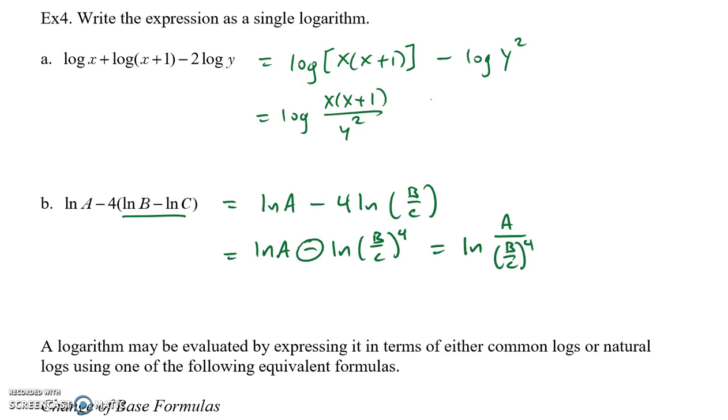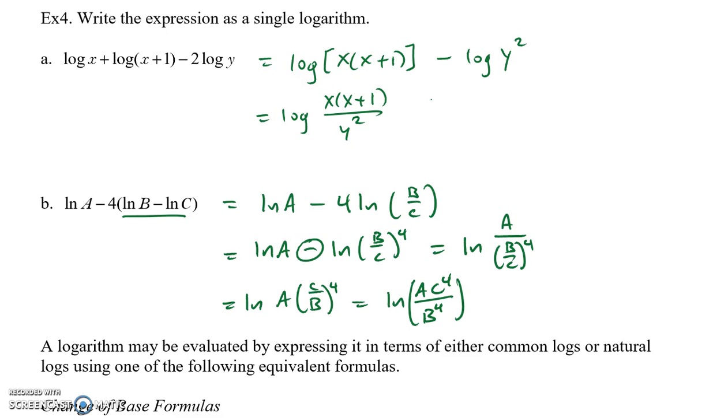So let's write this in a little bit nicer form. ln of, think of that as A times C over B to the fourth, taking the reciprocal and multiplying. And then that could be written as ln of A times C to the fourth over B to the fourth. That whole expression is contained within the natural logarithm.